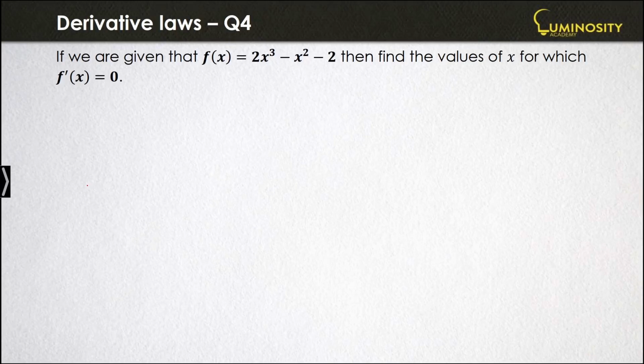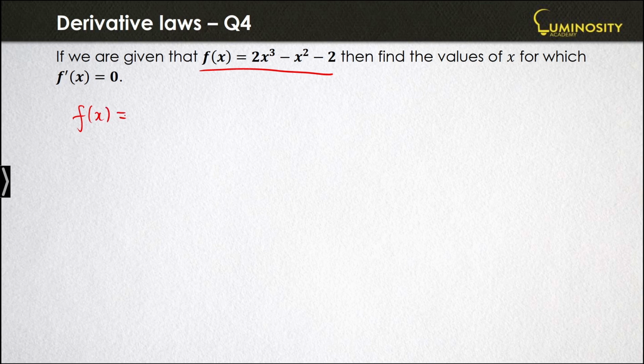Let's have a look at question 4. If we are now given that the function f of x is 2x cubed minus x squared minus 2, then we want to find the values of x on that function that give us a first derivative equals to 0. So here's my function f of x.